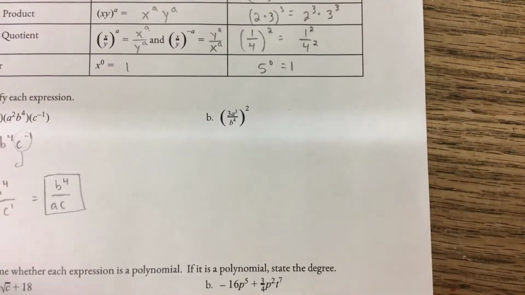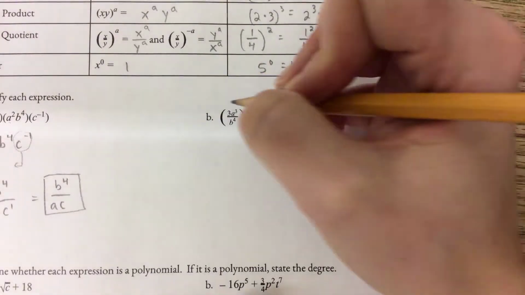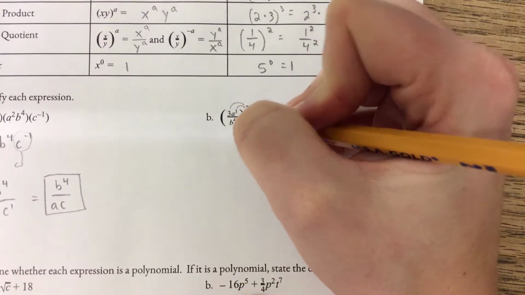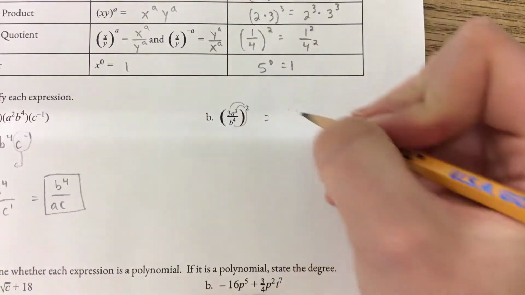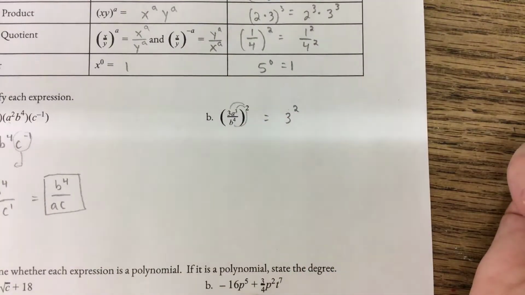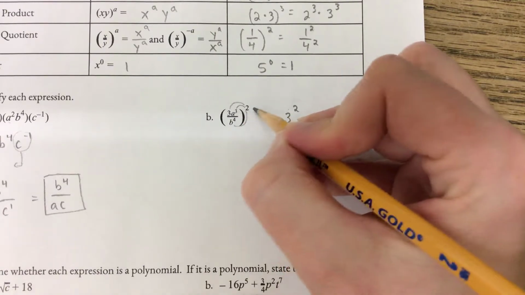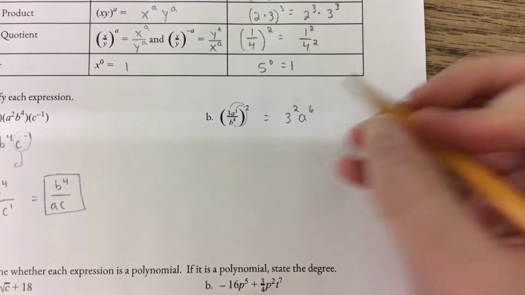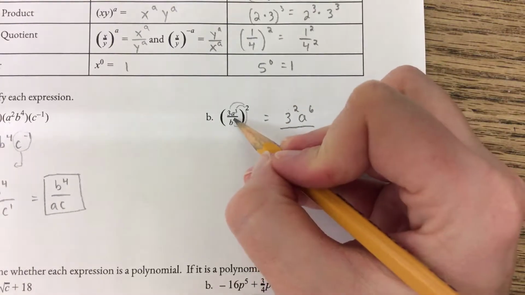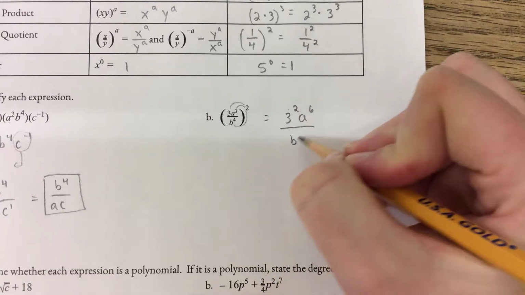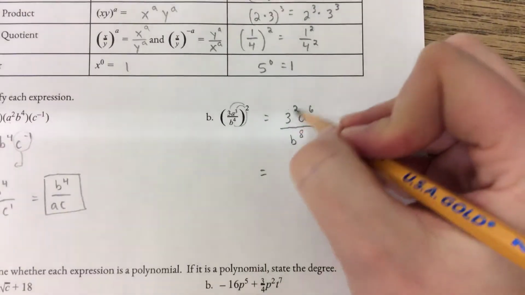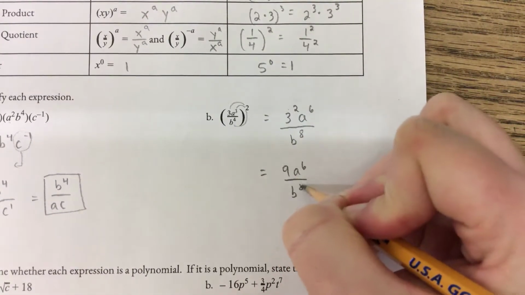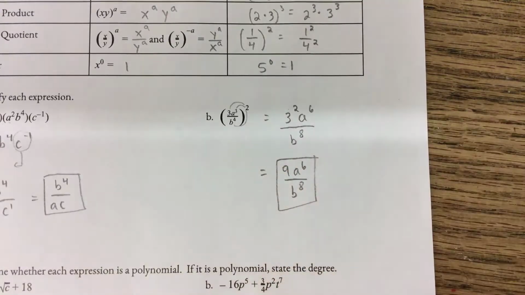On part B, we have a few different things happening. The first thing is this power needs to go out to each of these. Right here, this is going to really become a 3 squared. Here, a power raised to a power, we multiply those exponents, so this becomes a to the 6th. And then on the bottom, we have the 4 to the 2nd power, so I'm going to multiply those, so that becomes b to the 8th. And then I can simplify that a little bit more by actually doing the 3 squared, which is 9. So that would be my simplified version of that.